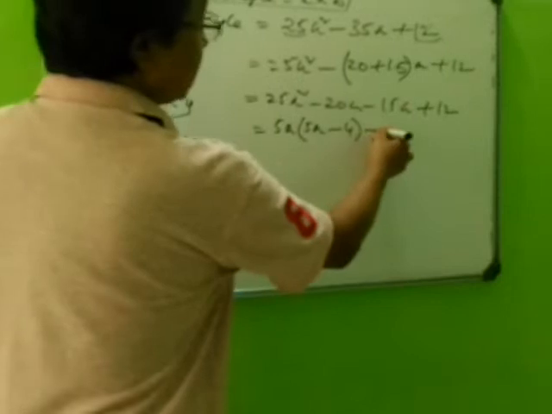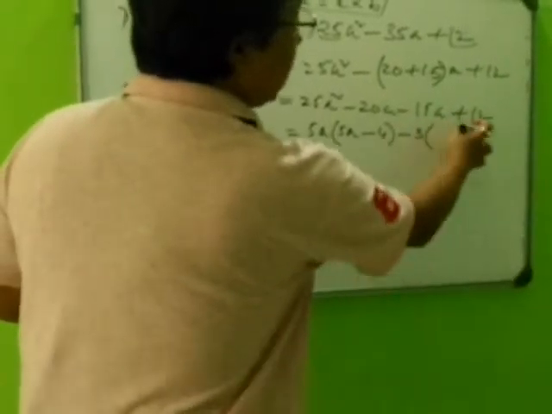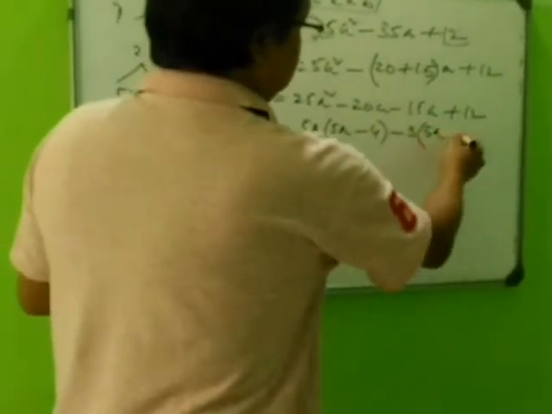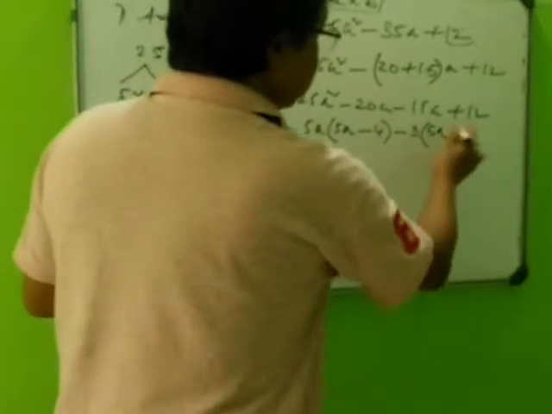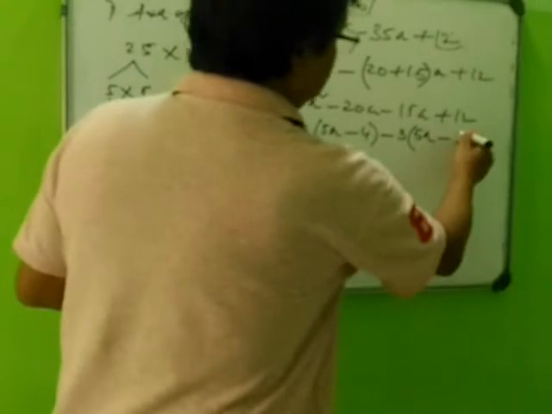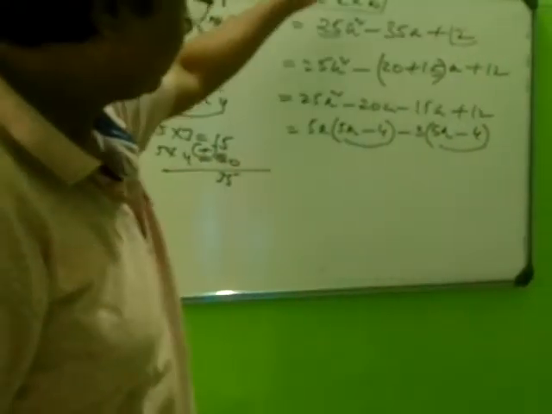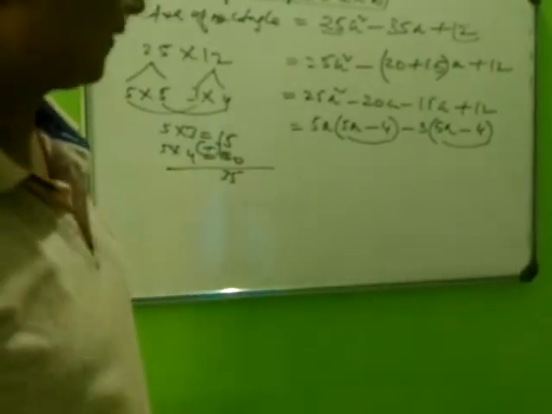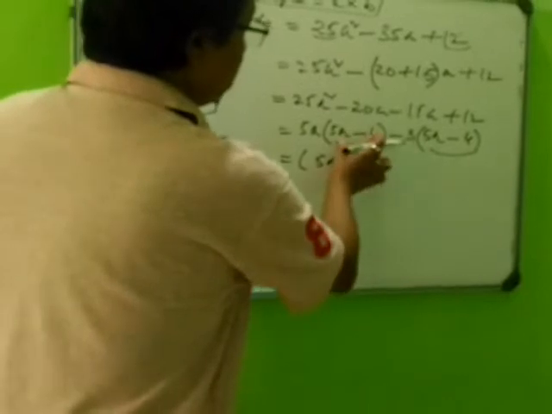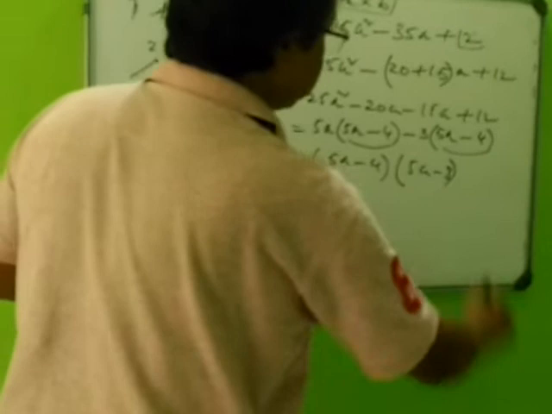Between 15 and 12, the common factor is 3, as both numbers are divisible by 3. So minus 3 into 5a is 15a, and minus into minus is plus, 3 fours are 12. You can see that you have got a common factor, so your factorization is perfect. So it equals 5a minus 4 into 5a minus 3.